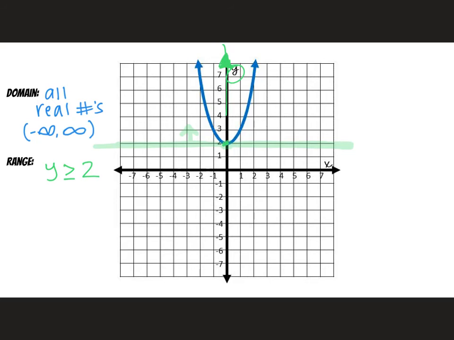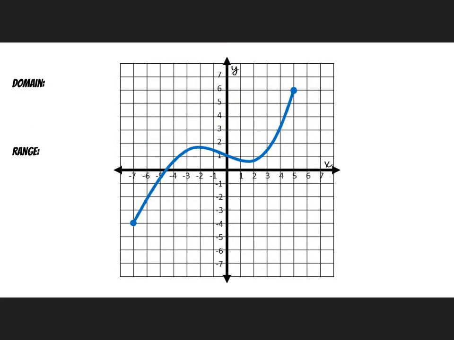When we do this in our interval notation, we use a bracket because 2 is included. 2 is the smallest. You're going to start with the smallest, and then it goes on to infinity. We don't have a biggest. That's what our interval notation looks like. We've got one more example.